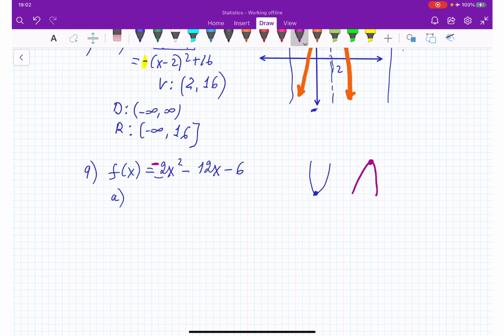So since we have positive, then the function has a minimum value. Okay? This is ax squared, let me put it this way, plus bx plus c. It's because a is greater than 0.